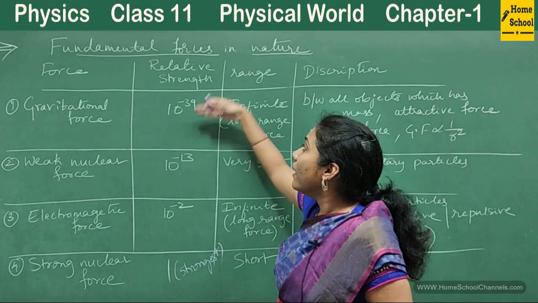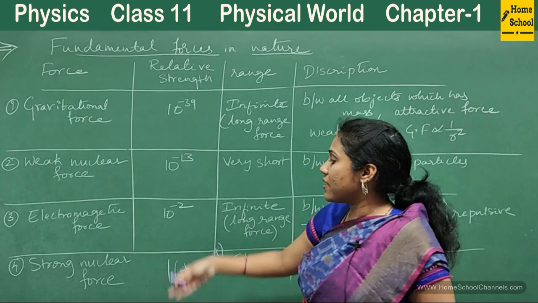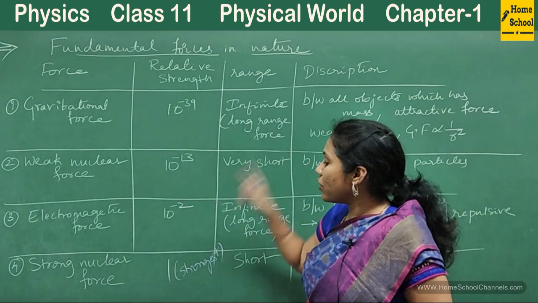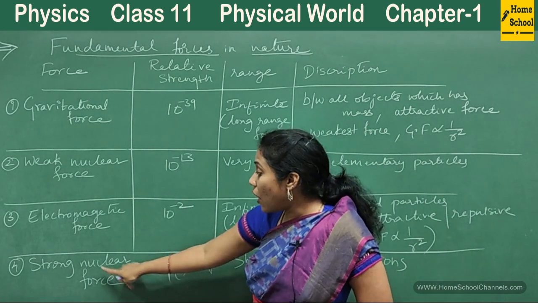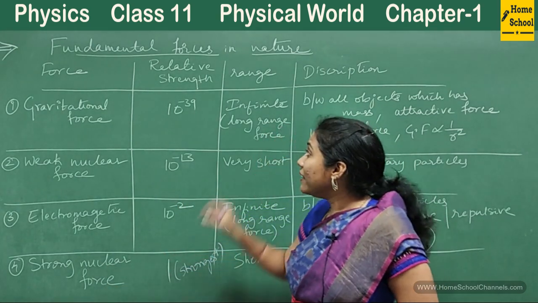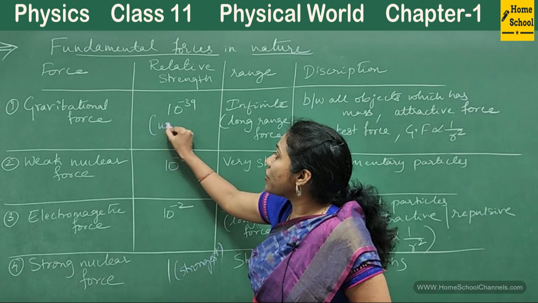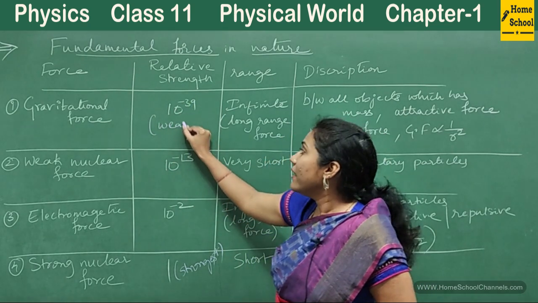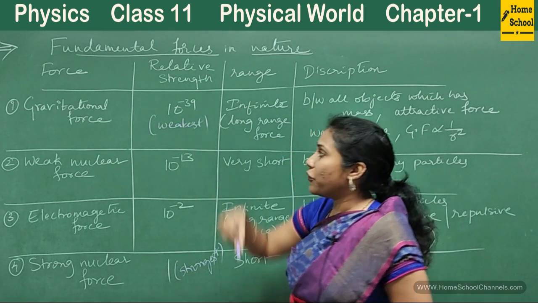We are comparing the strength of these forces in nature. The strongest force is the strong nuclear force, and the weakest force is the gravitational force. You can see the relative strength value of 10 power minus 39. So this is the weakest force.